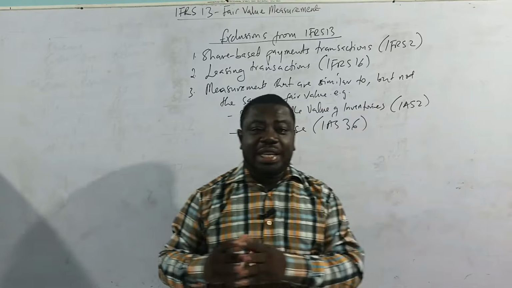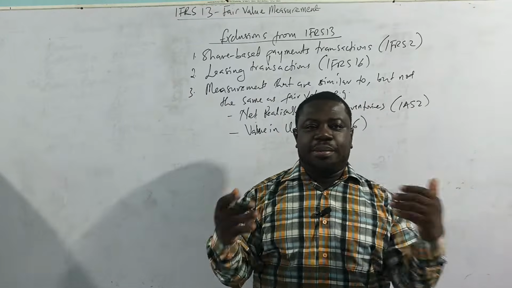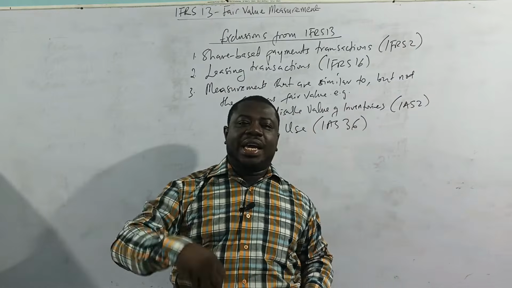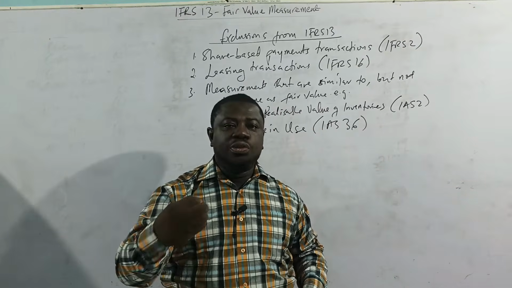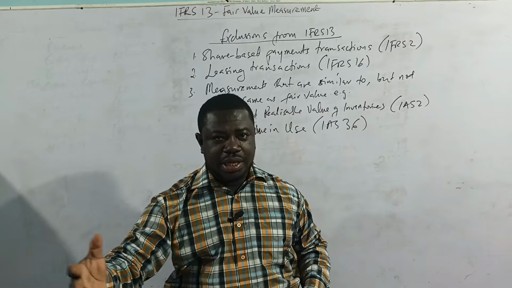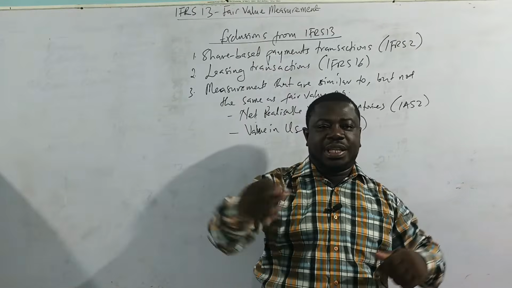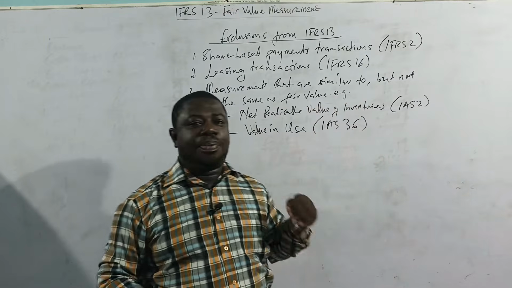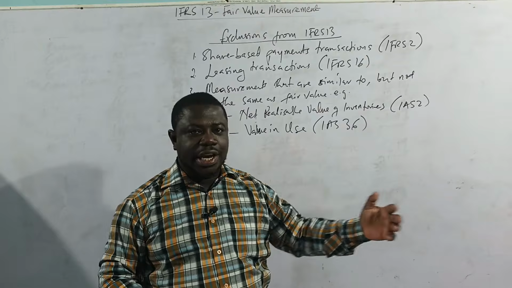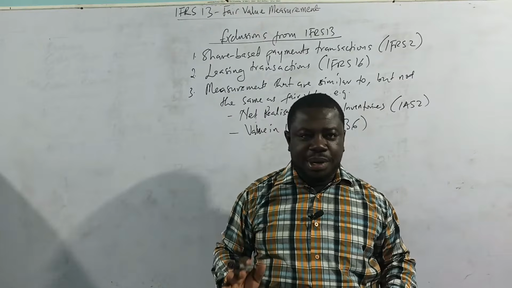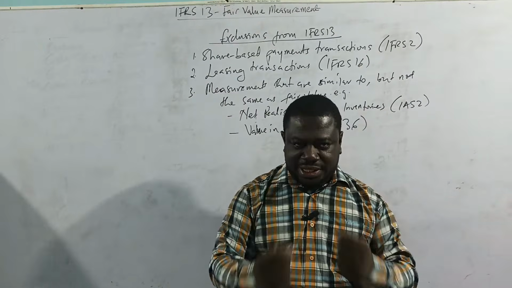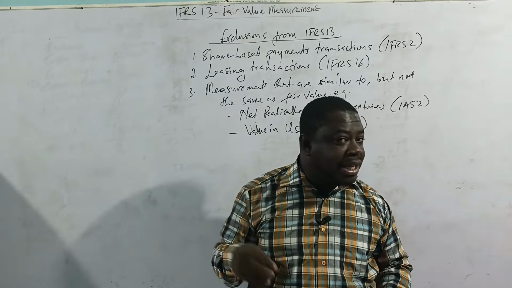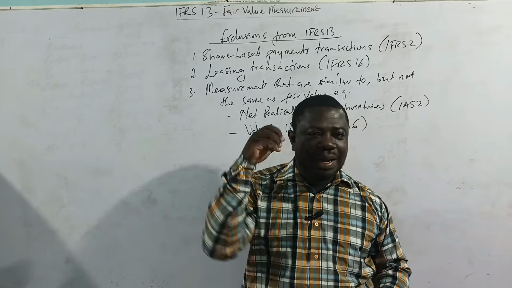So you see that there is quite a change. Instead of using knowledgeable willing parties, they have used market participants in this definition. Now, the market participants are assumed to be knowledgeable third parties. Okay, so once we say market participants, they are knowledgeable and they are willing. And then we are saying that the price that will be received to sell an asset or paid to transfer a liability in an orderly transaction between market participants, and it's supposed to be at the measurement date. Okay, at the measurement date.